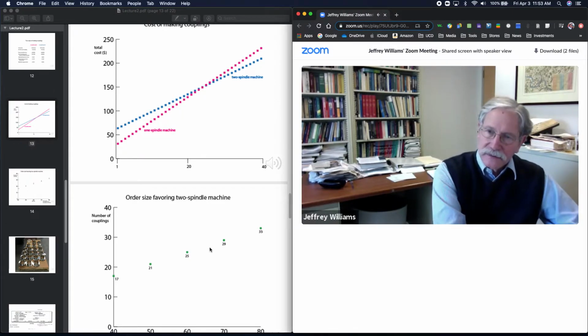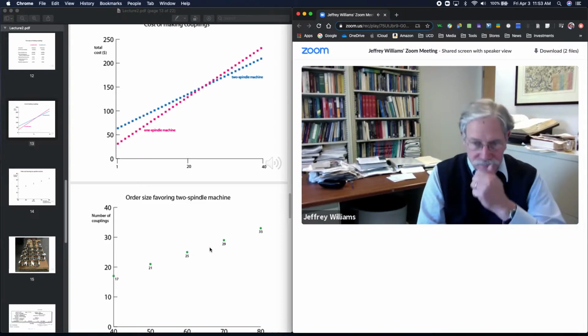I thought about this question. What if there was a different setup time for these 2 machines, although the same proportion? So I consider not the 60 minutes setup time for the 1-spindle machine, but 50. I get 2 different lines like I did before, and I find that they cross at 21. I also did 17. 17 is the implication of 40. This is 29. This is 33.